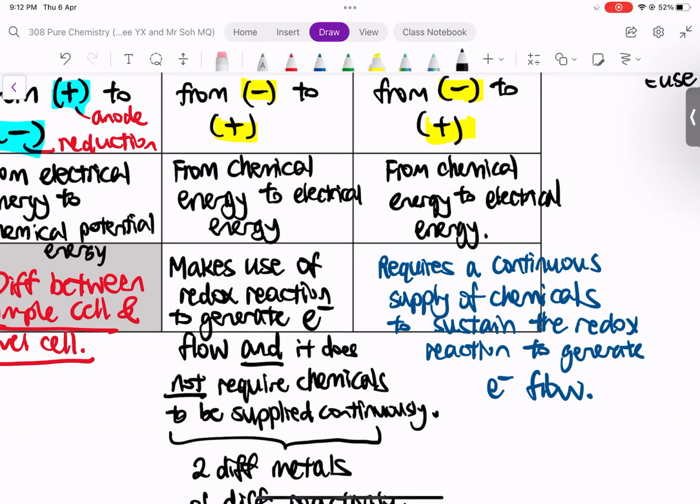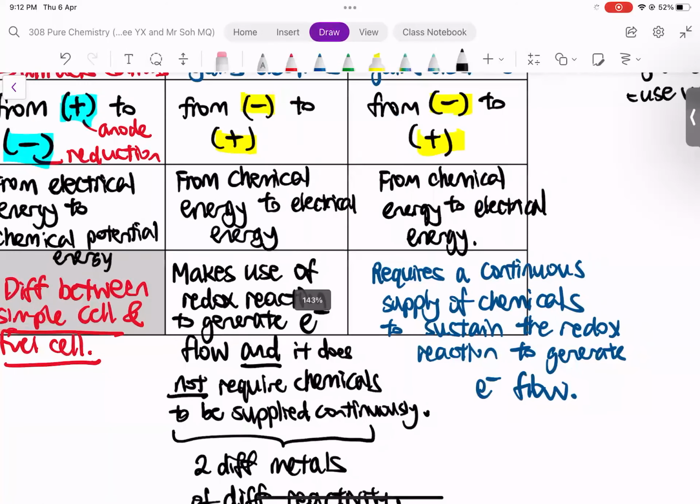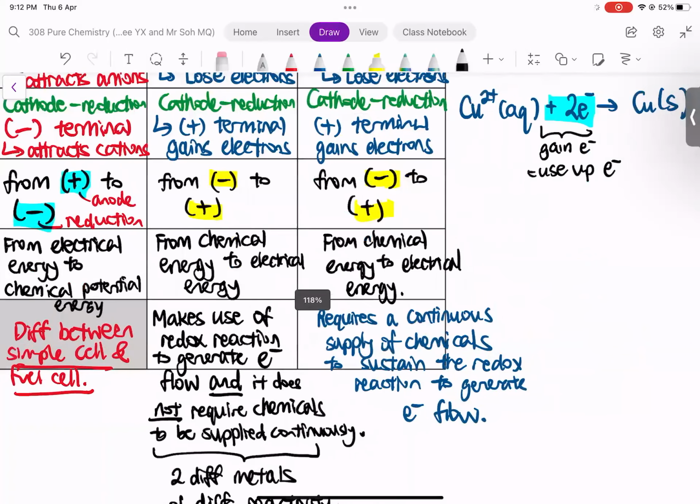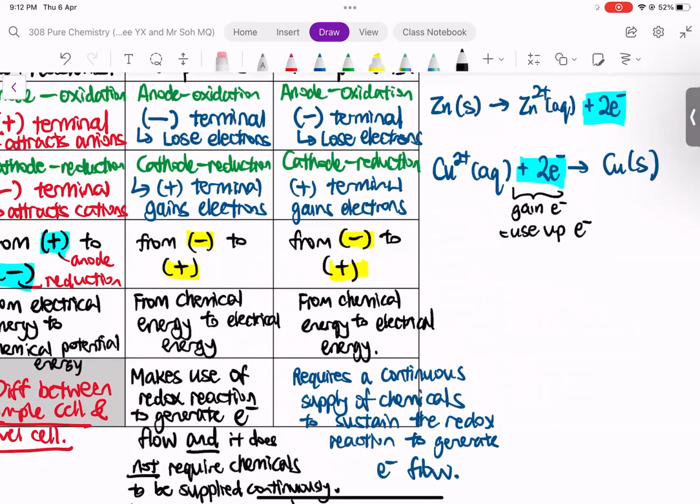Okay, there's another question that came in. For a simple cell, I use zinc, I use copper, right? Mr. So said you don't need chemicals to be supplied to it continuously. I don't have to keep on adding zinc to it. But surely over time, the zinc will slowly react away. Mr. So said just now, zinc will form zinc 2+. It's oxidized, right? So zinc solid becomes zinc 2+ aqueous. You can see the half equation on the screen. So won't the zinc be used up slowly?